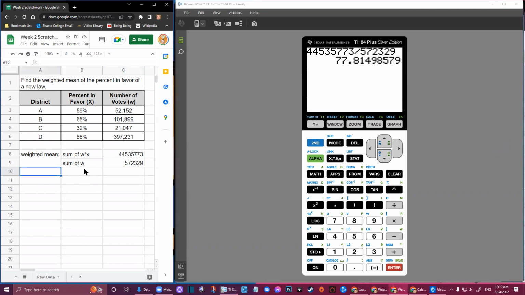When we write that answer, we should write it as 77.8 because our x's were whole numbers. We want to round that to one more decimal place, the tenths place. And we should write it as a percent because the original data was a percent. So the weighted mean for the percent in favor of the new law over all 4 districts is 77.8%.